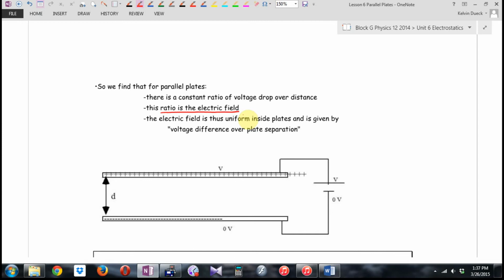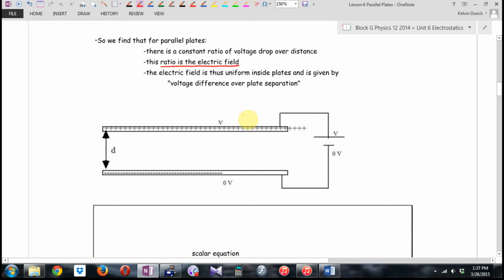If I were to draw the electric field between these sets of plates right here, first thing I would have to figure out is the direction. How do I figure out the direction of electric field? Well, I ask myself a question. What question do I ask myself? Which way? Some of you are in trouble. That's forces: like repel, unlike attract. Which way would a positive want to move if it could?